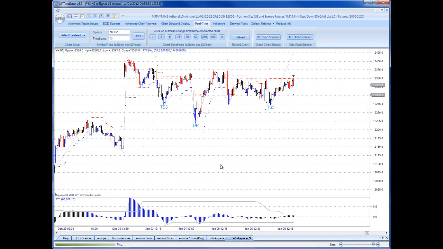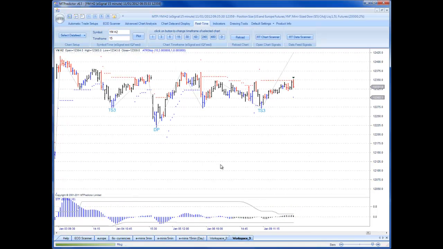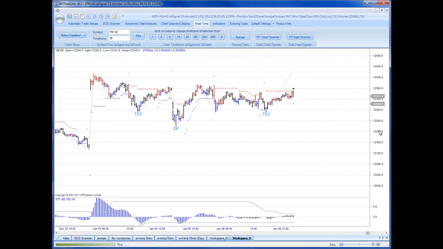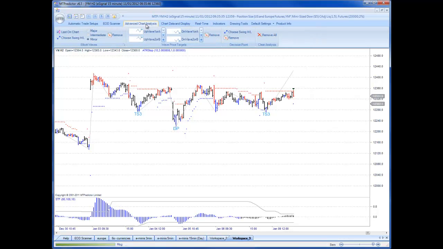Let's scroll back to before yesterday opened, and as you can see here, we actually had some trade setups on the 15-minute chart, but that's not what we're looking at. Here you can see we had an important pivot back here. So let's put the DP on, which again is advanced chart analysis, decision point, choose swing high or low, and then we click on this pivot.